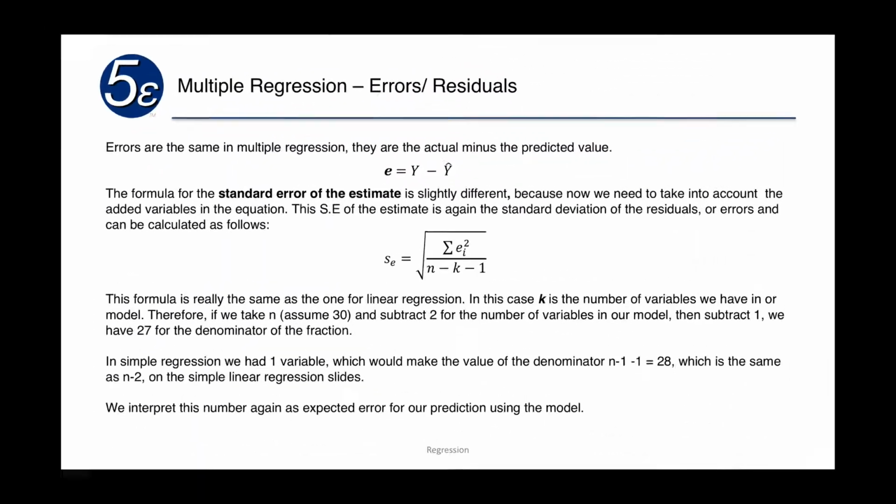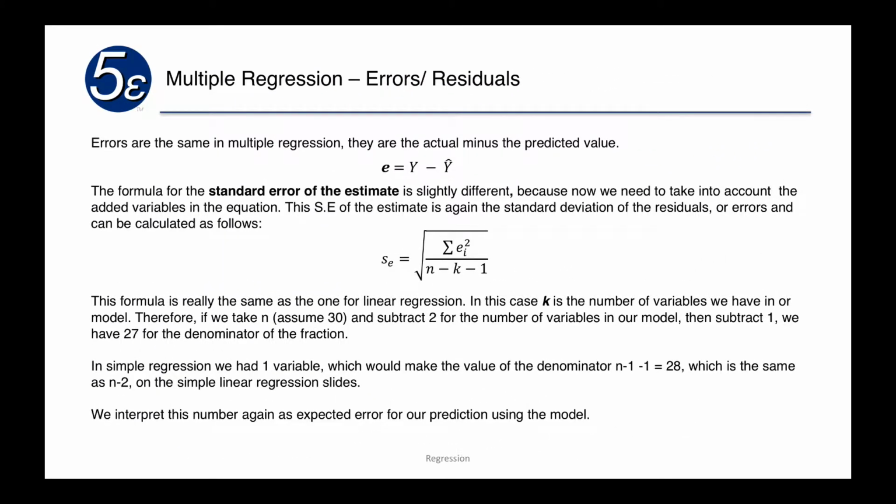Errors are the same in multiple regression. They are the actuals minus the predicted value. The formula for the standard error of the estimate is slightly different, because now we need to take into account the added variables in the equation. So the standard error of the estimate is again the standard deviation of the residuals. This is equal to the square root of the sum of the errors squared divided by n minus k minus 1. Now the formula is essentially the same as the one for linear regression. In this case, k is the number of variables we have in our model.